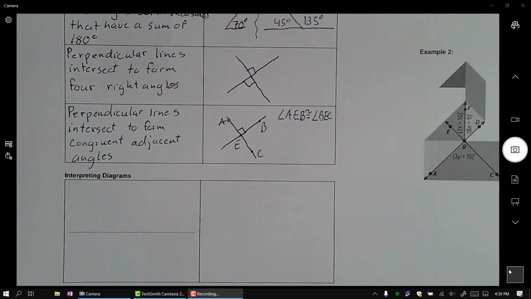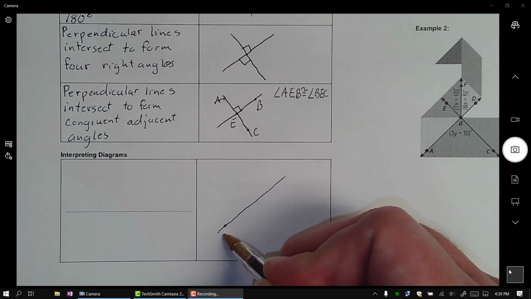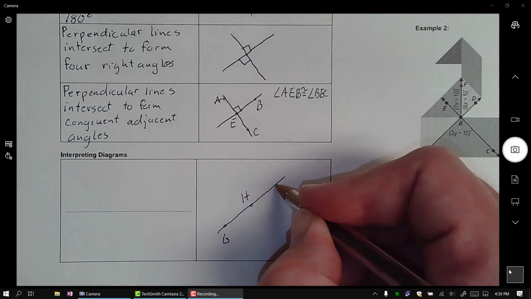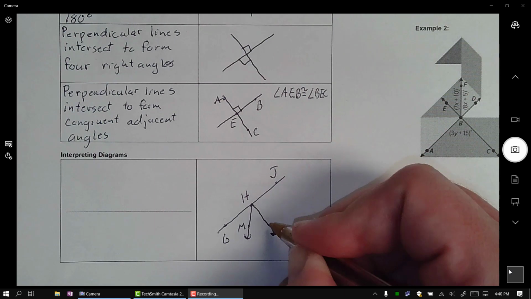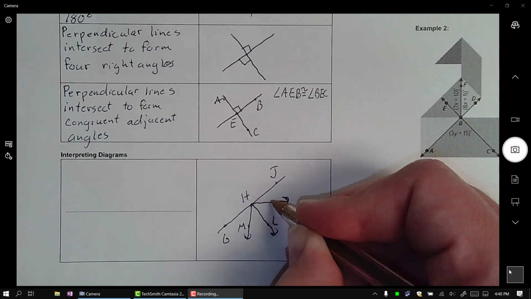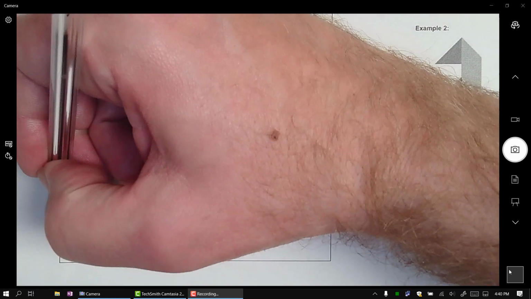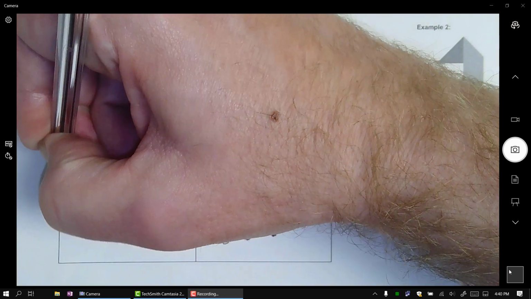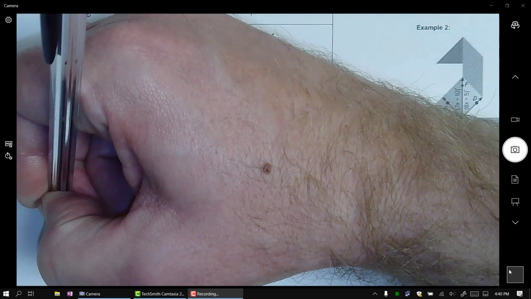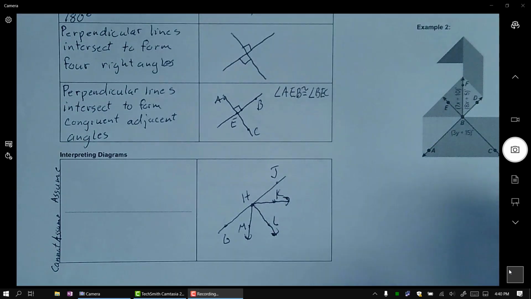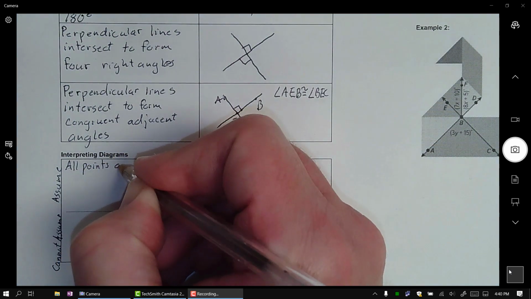The next idea we want to look at is interpreting a diagram. So if I have this diagram right here, I have G, H, J, and I have M, L, and K. So what can I assume? And then cannot assume. So I can assume that all points are coplanar.